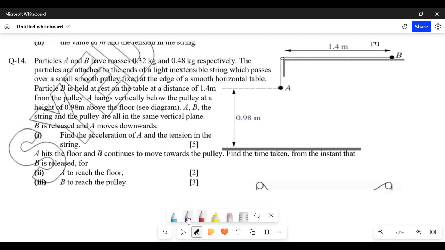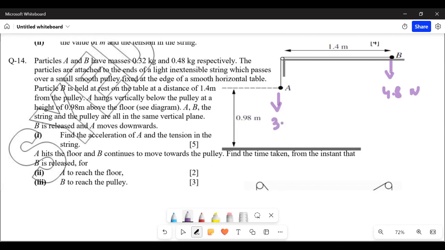इसको जरा plot कर लेते हैं। So B पे there is a downward force of weight which is going to be 4.8 newtons. और A पे भी there is a downward weight force which is 3.2 newtons. Okay, इसी तरह there is going to be a T away from the object, T away from the object. फिर B का क्योंकि contact है surface के साथ, तो there is also an R, normal contact force. A का किसी surface के साथ contact नहीं है, तो A की कोई normal contact force नहीं होगी.